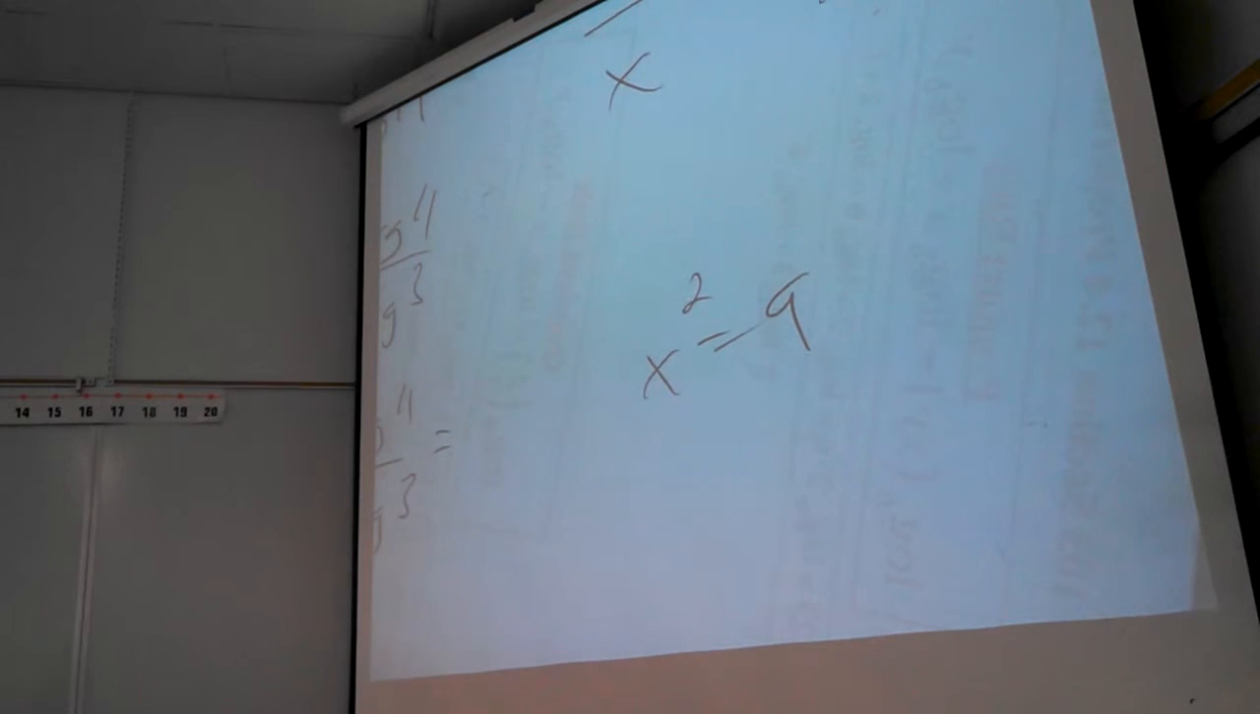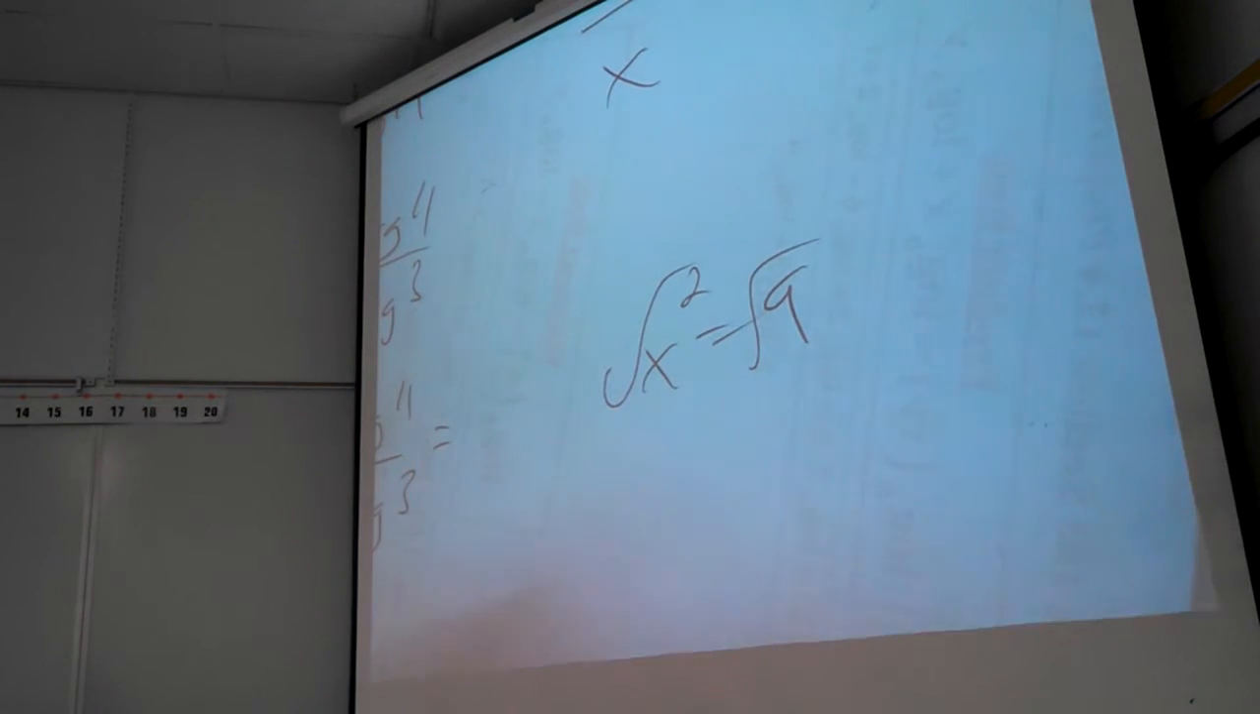Because the x is sort of stuck inside of a square. So how do you kill that square? You square root, but you apply a square root to both sides. Is everybody with me? Yeah.